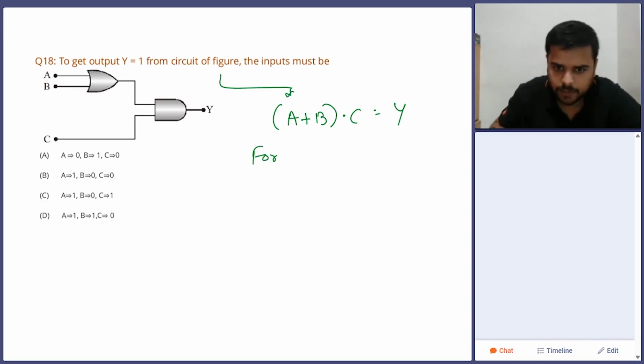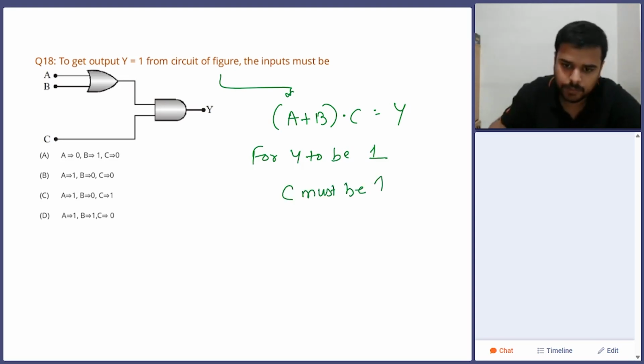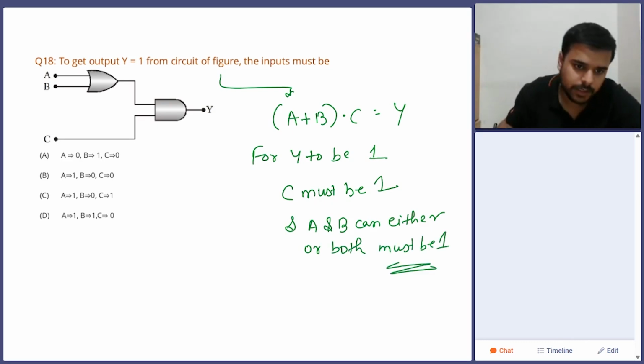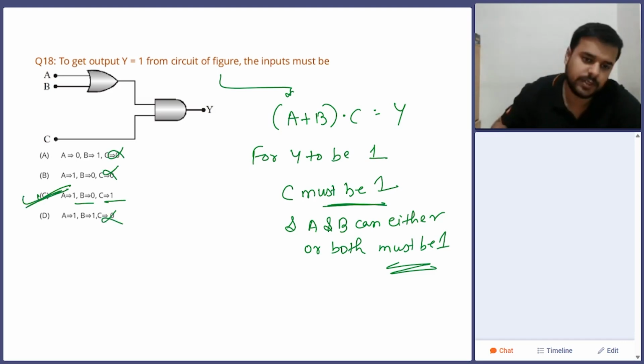So for y to be 1, C must be 1, and A and B either or both must be 1, right? So A can be 1, B will be 0, C will be 1, or either both, right? But C cannot be 0, C must be 1. So that's why options A, B and D are neglected. So option C is correct.